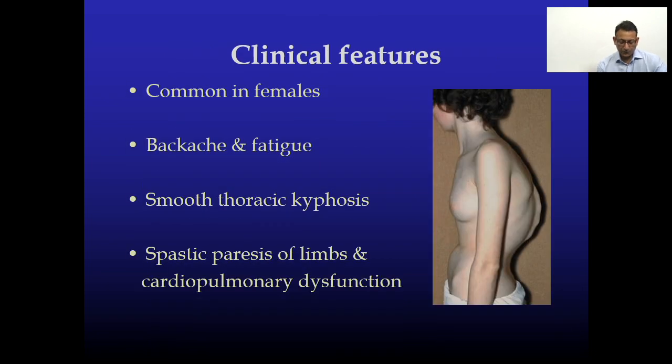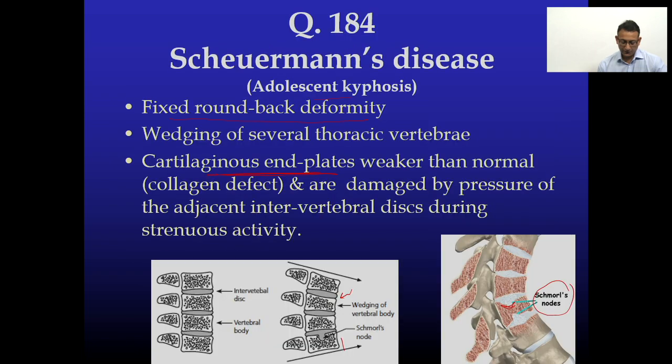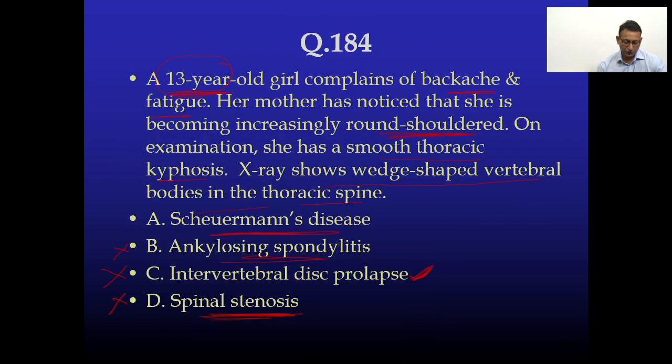Now it's usually common in teenage females. You will see backache and fatigue, there is smooth thoracic kyphosis, and because of prolonged deformity there could be spastic paraparesis of the limbs or cardiopulmonary dysfunction. So it appears to be Scheuermann's disease: this is a 13-year-old girl, there are round shoulders, thoracic kyphosis is there, and wedging of the vertebra; all features are consistent with Scheuermann's disease. So the answer to question number 184 is going to be A.